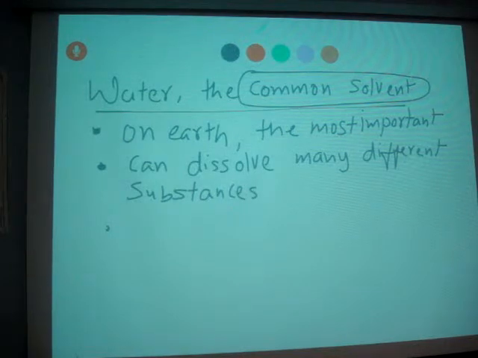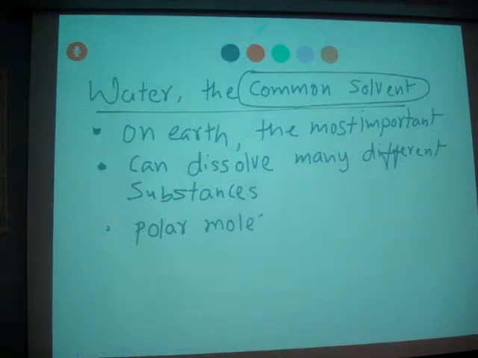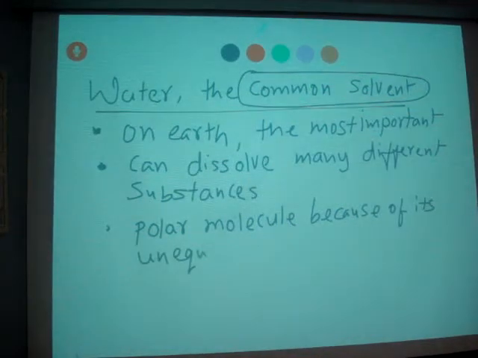Now, water is a polar molecule, which means an unequal distribution of charges. A water molecule is polar because of this unequal charge distribution.